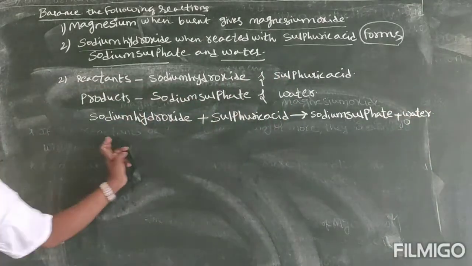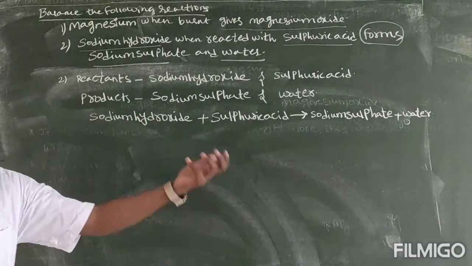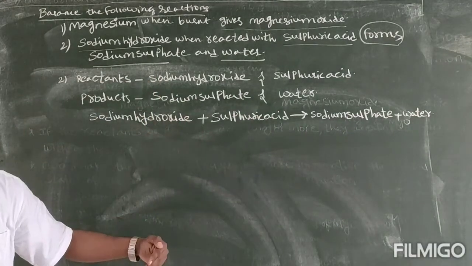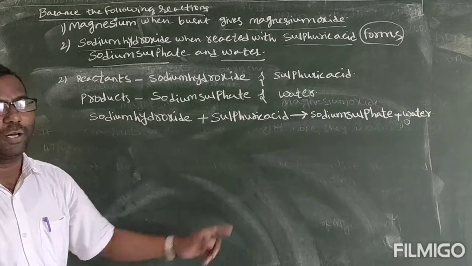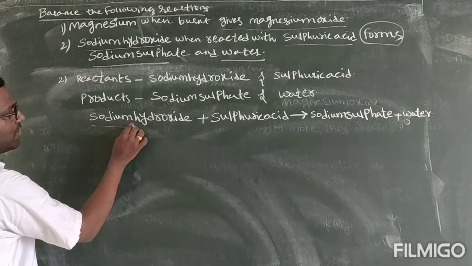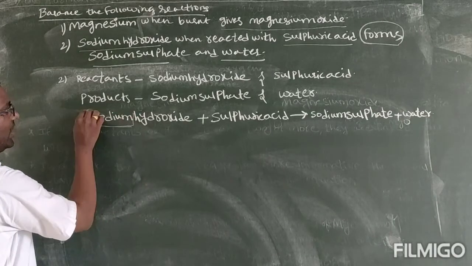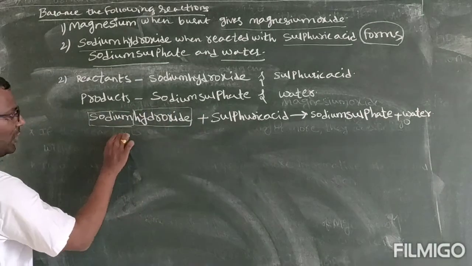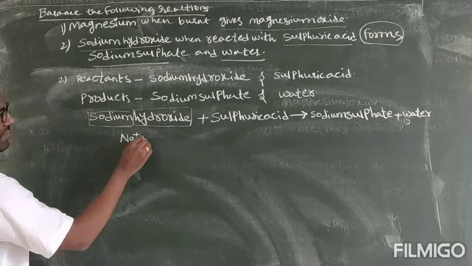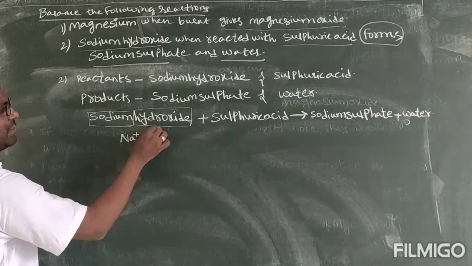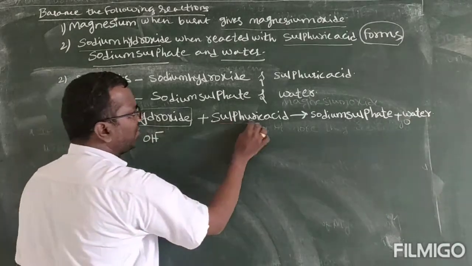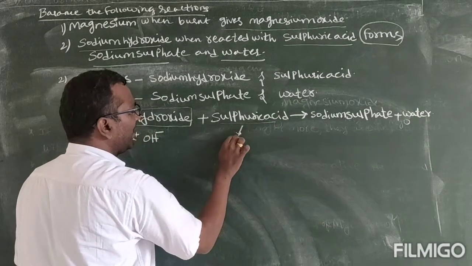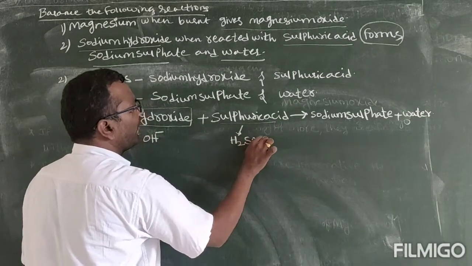Now this is a word equation. We have to write the chemical equation, which means you have to write the formulas. What is the formula of sodium hydroxide? Sodium is there and hydroxide is there. So sodium Na+, hydroxide OH-. Sulfuric acid formula you know directly, H2SO4.